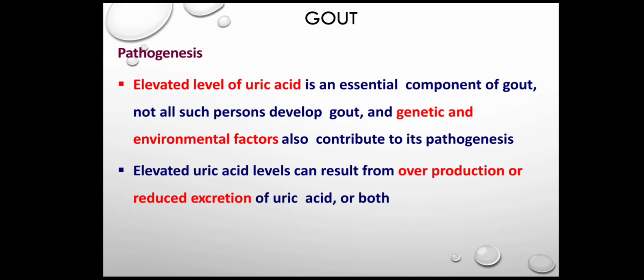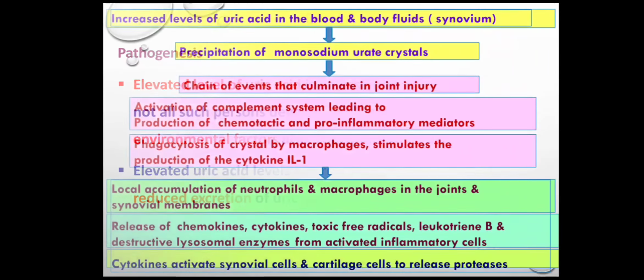So what is the pathogenesis? An elevated level of uric acid is essential, either in primary or in secondary gout. But this elevated level of uric acid will not necessarily lead to gout. Genetic and environmental factors also play a role. It can result either from overproduction or reduced excretion of uric acid.